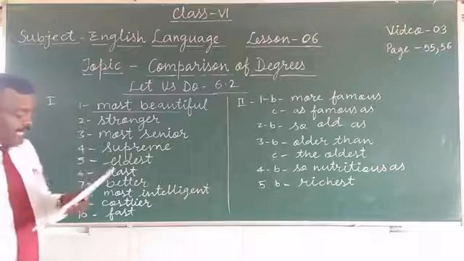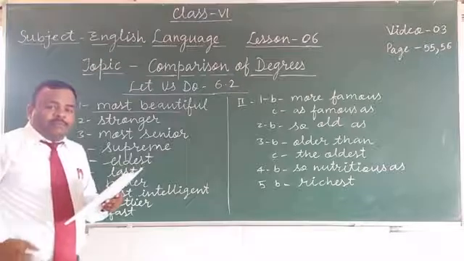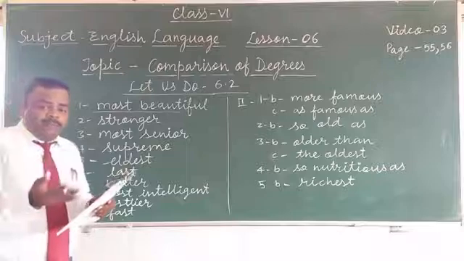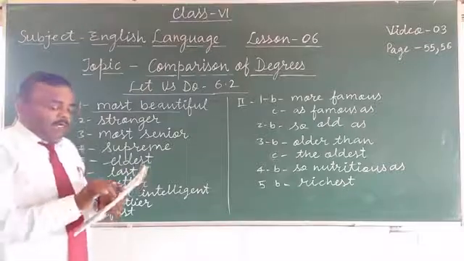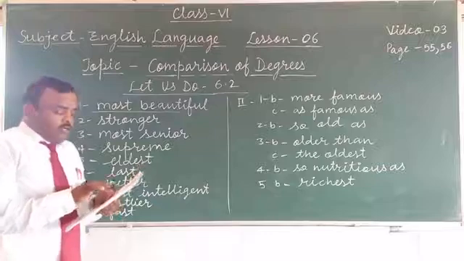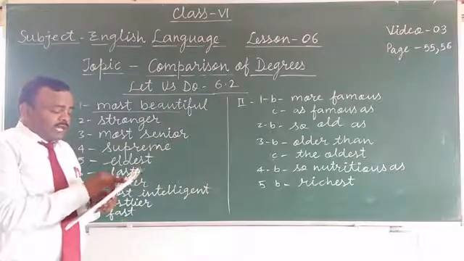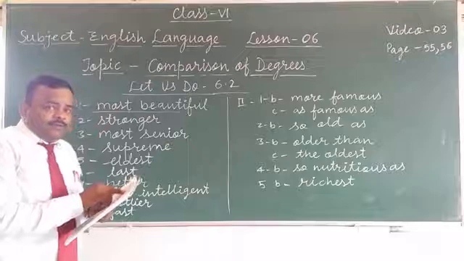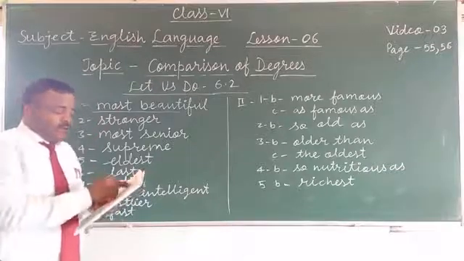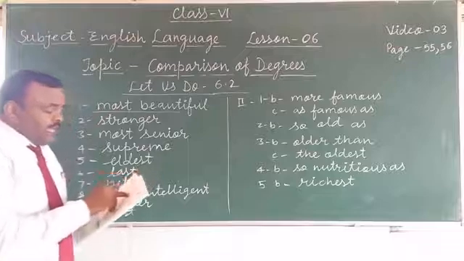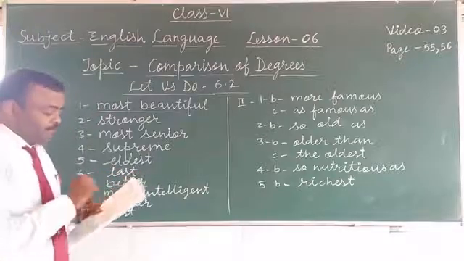Second, the tiger is than all other animals. Than is given, it means what will be used? Comparative degree will be written, and strong is given in the bracket. So what will be the sentence? The tiger is stronger. Strong, stronger, strongest. So comparative is stronger. The tiger is stronger than all other animals.